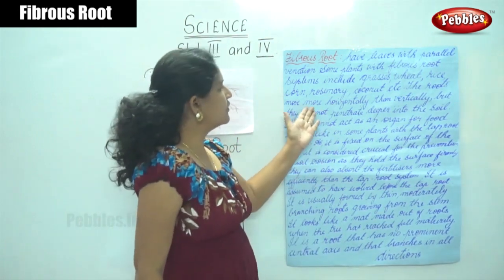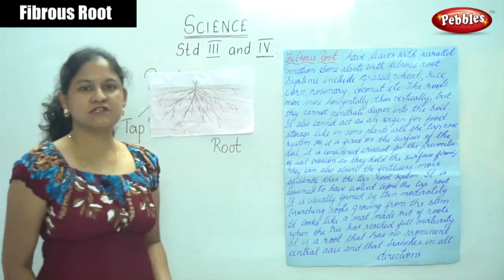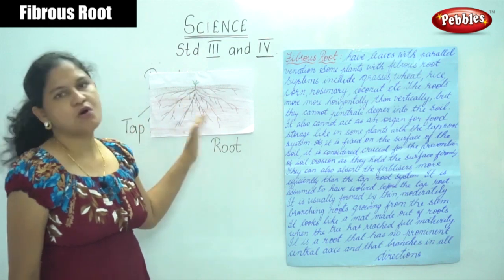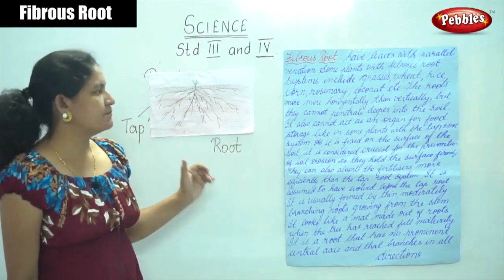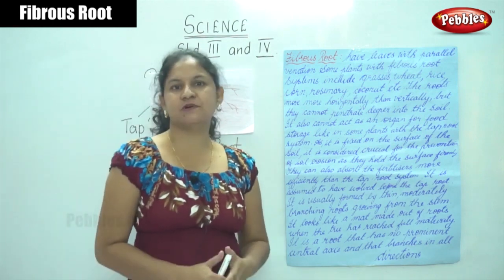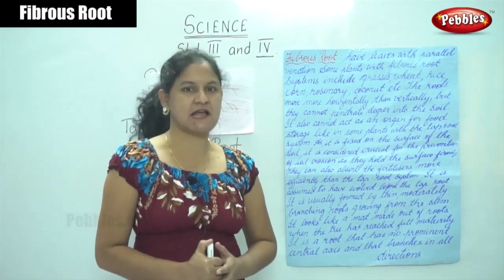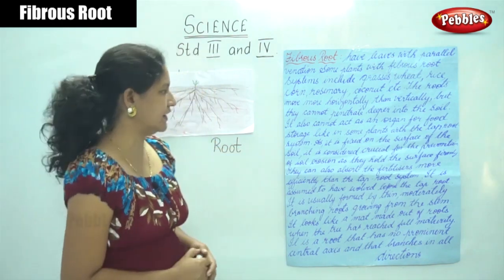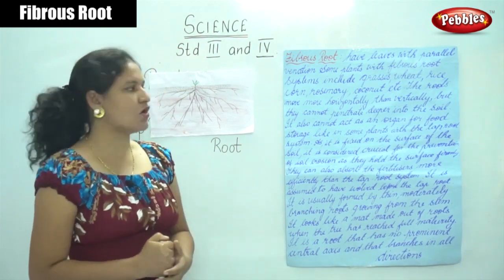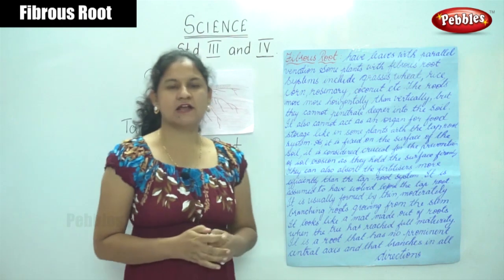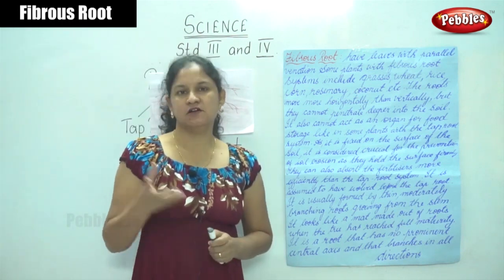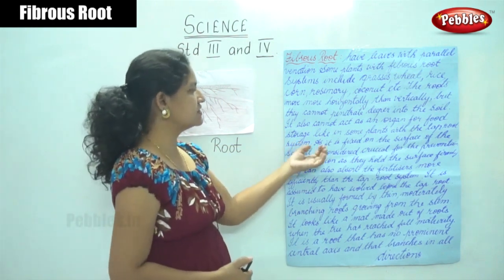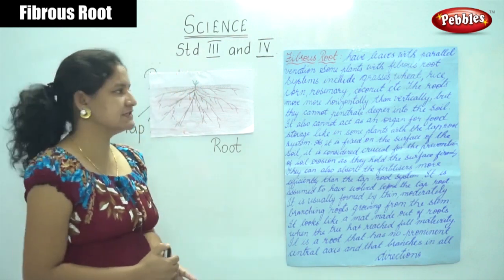The roots move more horizontally than vertically. So the roots of a fibrous plant move more horizontally than vertically, but they cannot penetrate deeper into the soil. When compared to a taproot, a fibrous root cannot penetrate deeper into the soil. It also cannot act as an organ for food storage, like how a taproot acts as a food storage device in some plants.